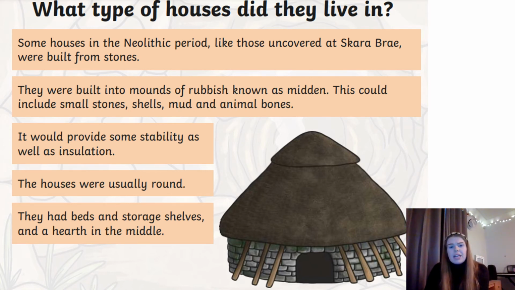Now, we might have heard that word insulation before, and if we ask our grown-ups, they might be able to tell us where there's insulation in our houses. But if I give you a couple of seconds to think about it, why is it so important for a house? Okay, so insulation helps to keep the heat in our houses. If you ask your grown-ups, they might tell you that there's insulation in the walls and in the windows that help to keep us warm and protect us from the cold. So these houses in the Neolithic period were usually round and they had beds, storage shelves and even hearths in the middle, and hearths is where you would put the fire pit.